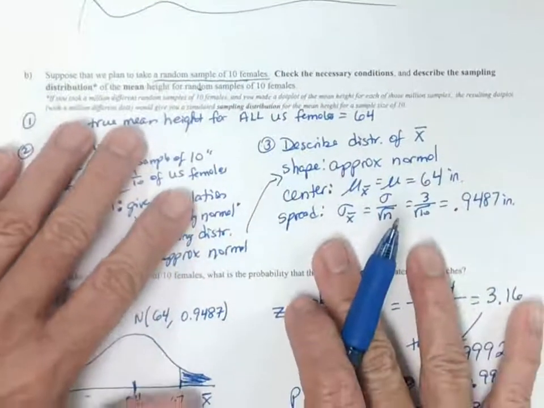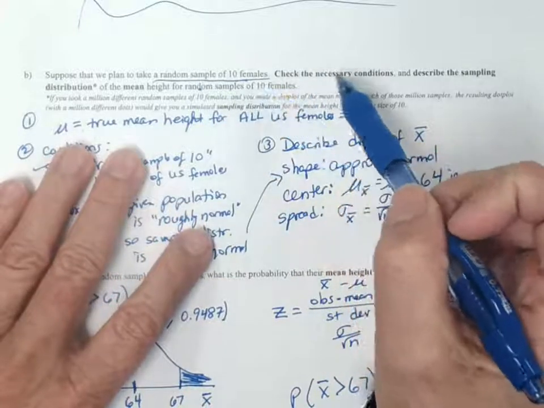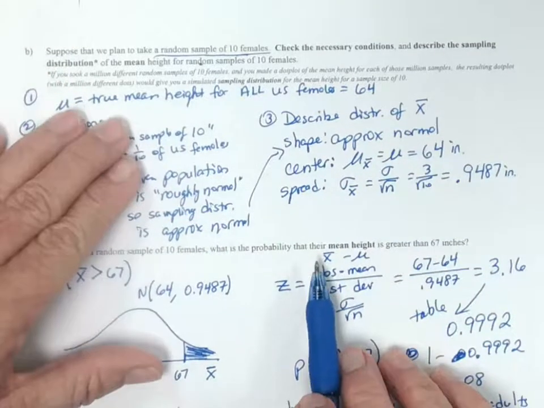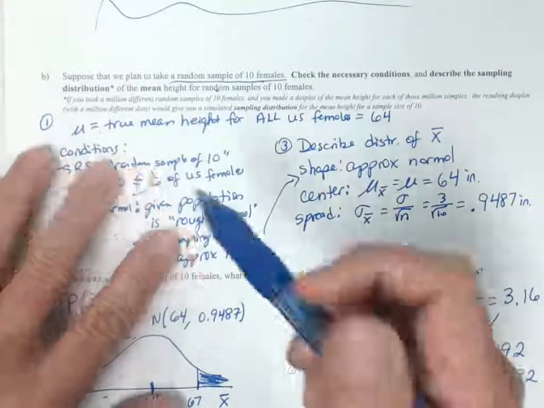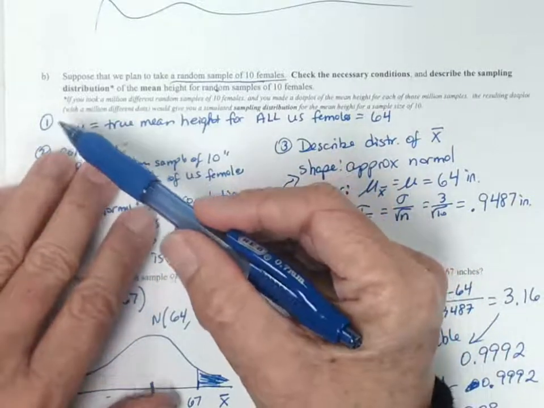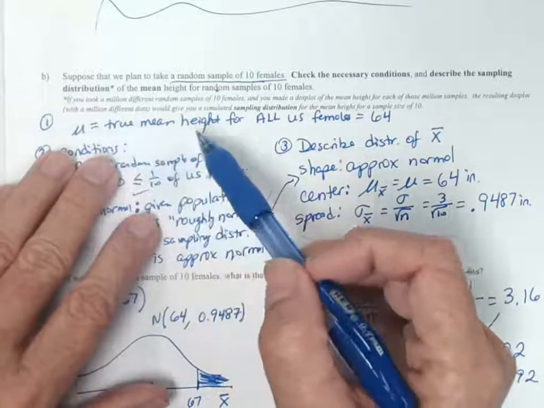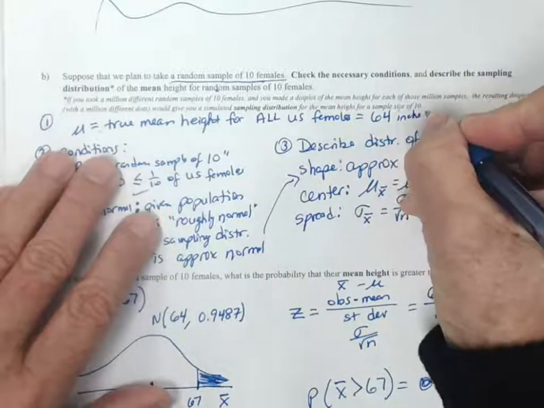Suppose we plan to take a random sample of 10 females. We want to check the conditions, describe the distribution, and then see what is the probability that their mean height is greater than 67 inches. So step 1, identify our parameter. The parameter is mu, which is the true mean height for all US females, and that's 64 inches.